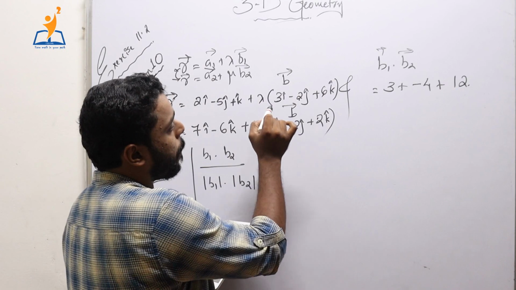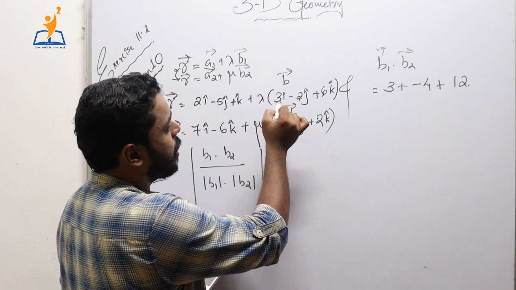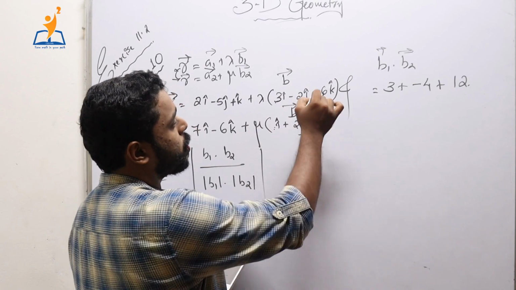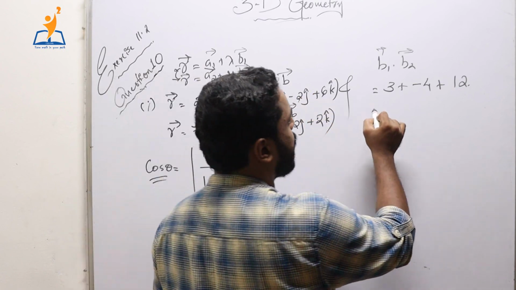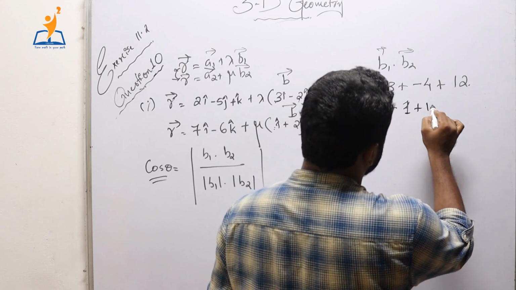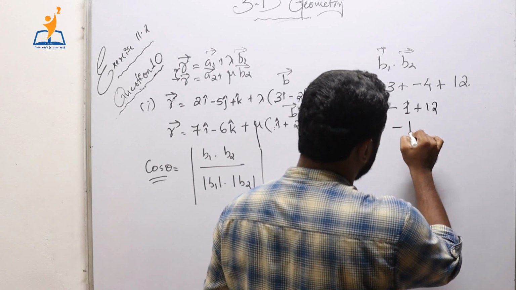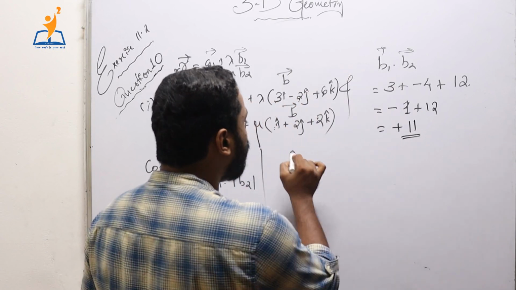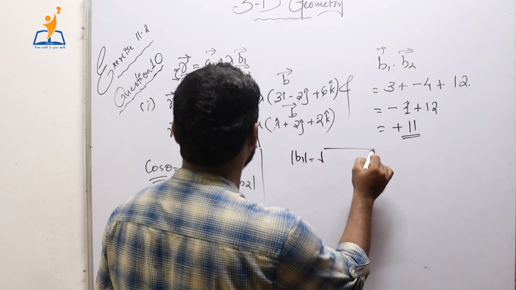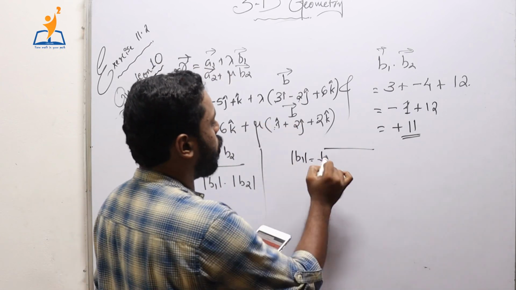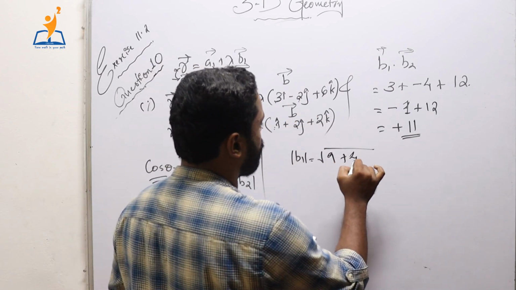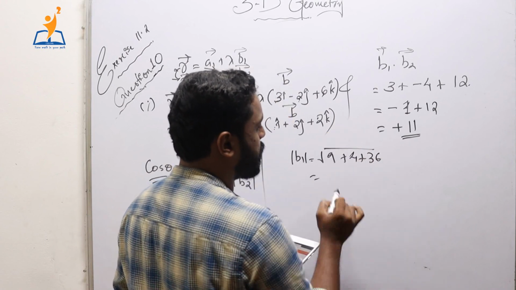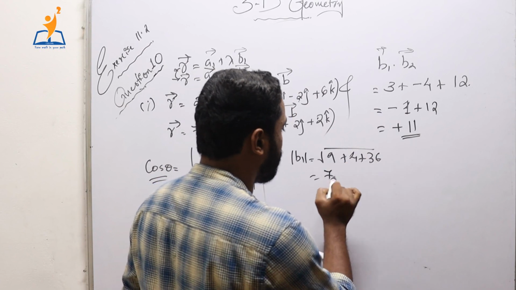So we got b1 dot b2 is nothing but 3 into 1, 3, minus 2 into 2, minus 4, 6 into 2, 12, so it is equal to minus 1 plus 12 is equal to plus 11. So we get b1 dot b2 as 11. Now mod b1 is equal to square root of, what is mod b1? 3 square is 9 plus 2 square is 4 plus 6 square is 36. So 36 plus 9 equal to 45 plus 4 is equal to 49. Square root of 49 is nothing but 7.